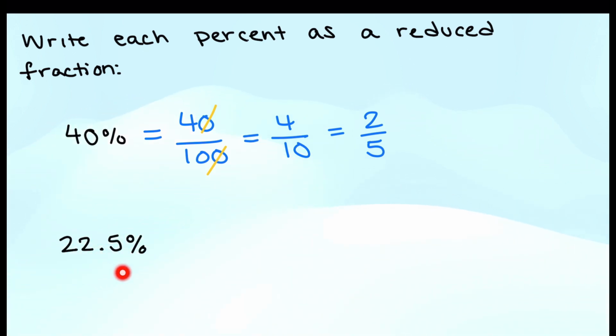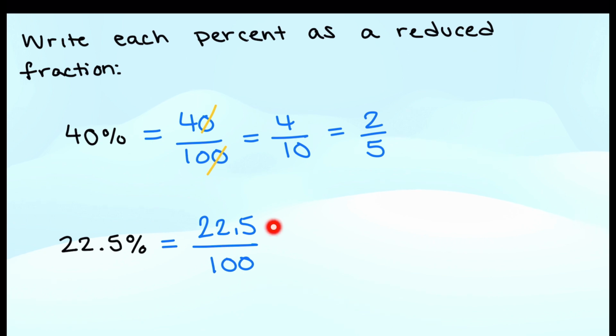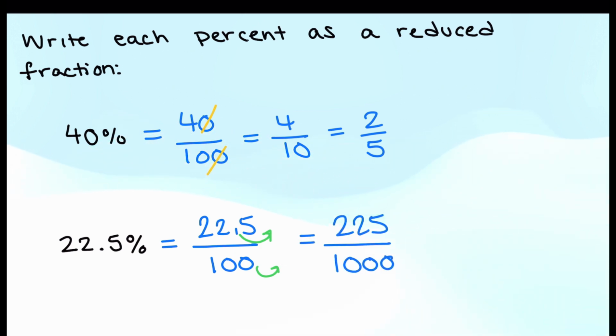My second example, 22.5%. I can use the same process. This means 22.5 over 100. Percents are always out of 100. Now to simplify this fraction, first thing I'm going to do is get rid of the decimal. To get rid of this decimal, I need to technically multiply by 10, but that's going to move the decimal one place to the right. So I have to do the same thing to the bottom. I'm going to move the decimal one place to the right on the top and one place to the right on the bottom. That gives me 225, and then I had to add a 0, so 225 over 1,000.